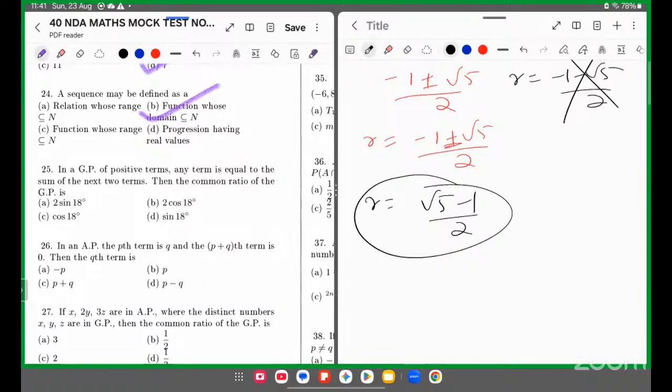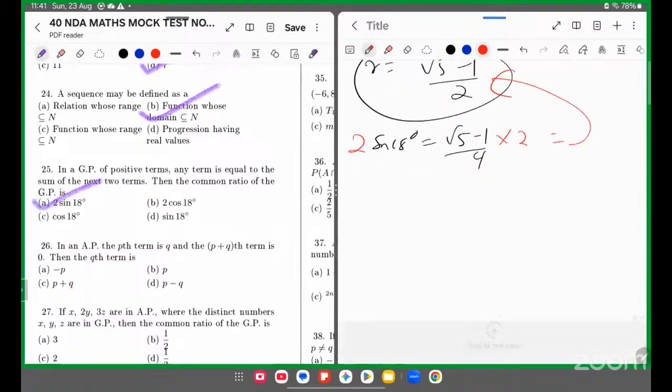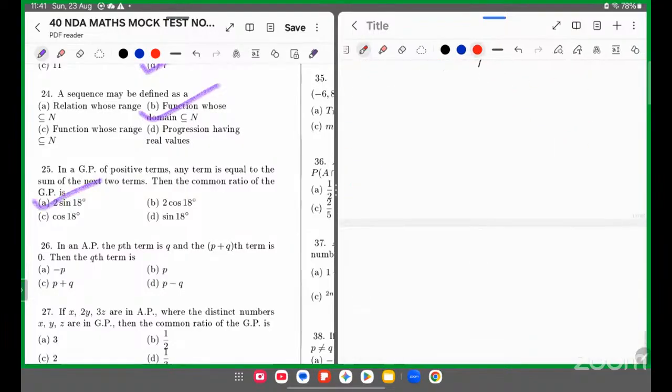So for the common ratio, we know that the value of sine 18 is root 5 minus 1 by 4. If you multiply both sides by 2, it will become root 5 minus 1 by 2. So I can say that option A is the correct answer. Question number 26.